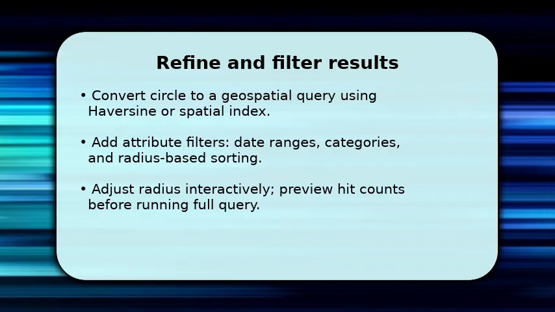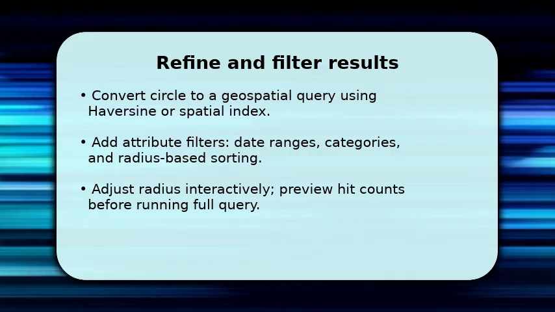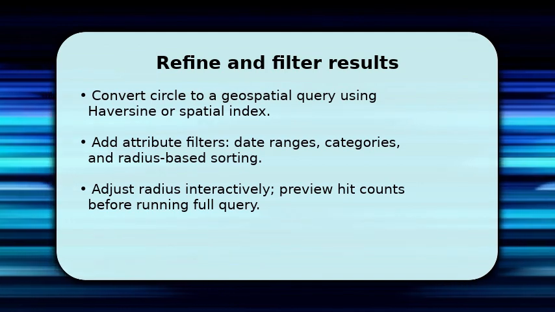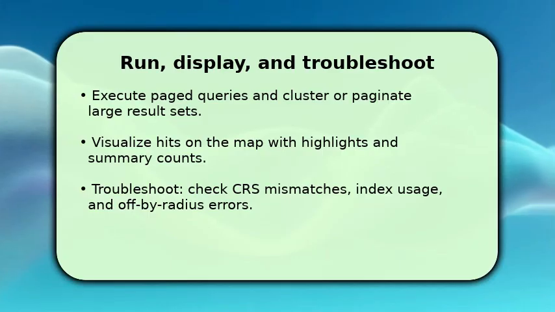Make sure to use bounding box prefilters to speed things up. The box quickly removes far-away candidates before the exact circle math runs. Keep an eye on projection mismatches while refining. Now execute the search, using pagination or clustering if the hit count is large so the UI stays responsive.